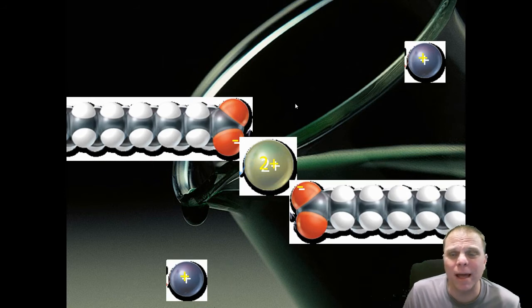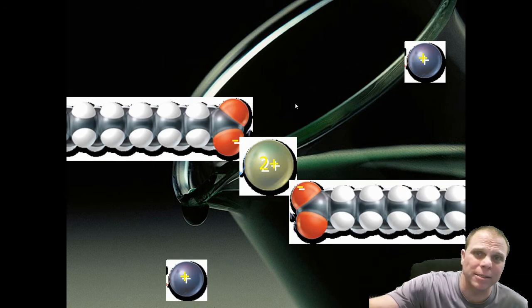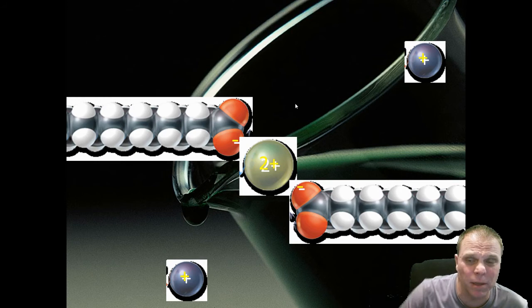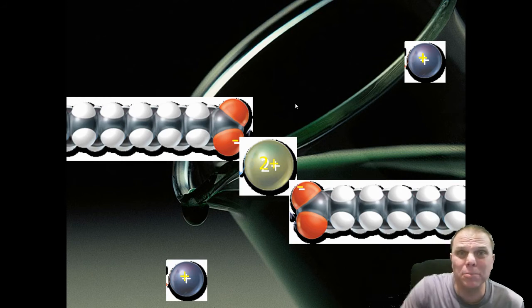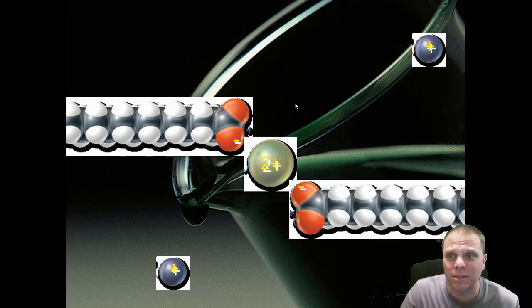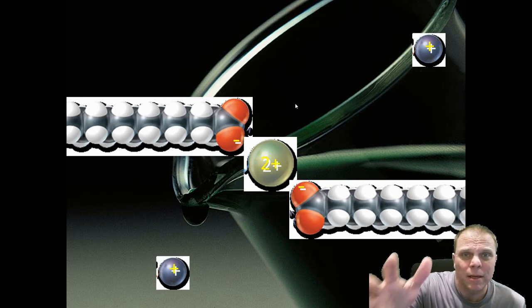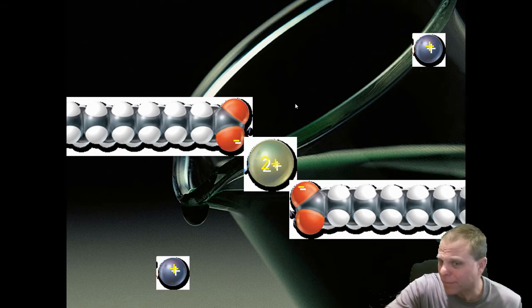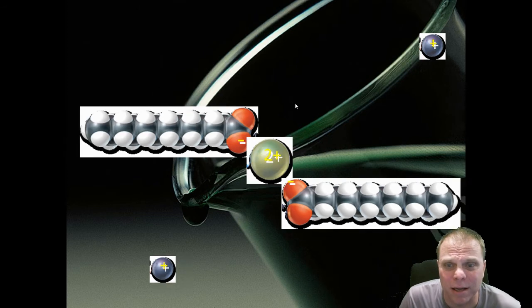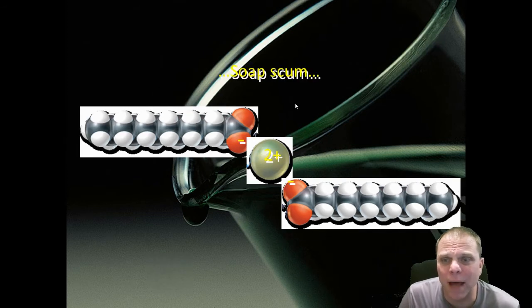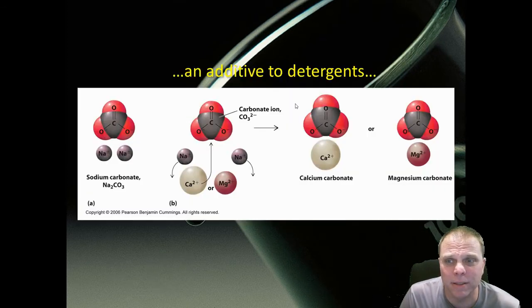So what happens is that every time you pull a calcium ion in, which is going to be in the hard water, then it binds up 2 soap molecules. So instead of having the sodium together with the nonpolar tail, now the calcium is connected to the nonpolar tail. Well, that's no good. That's the insoluble salt that basically is soap scum.